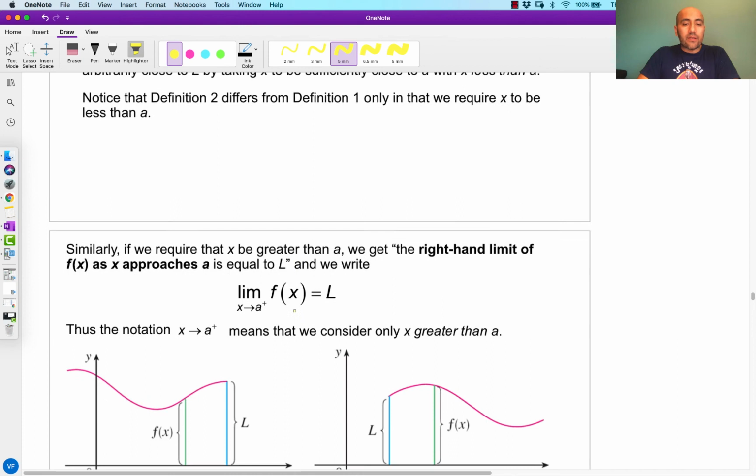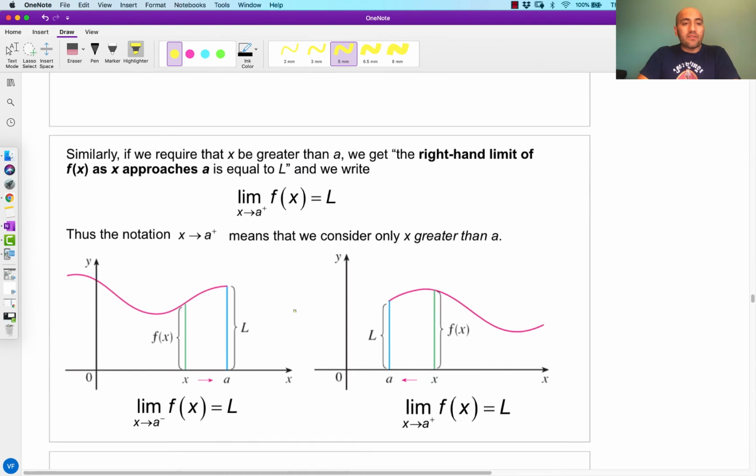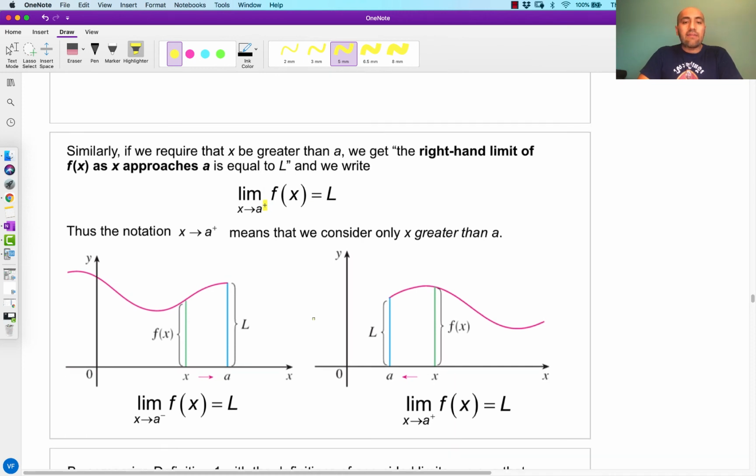On the other hand, we can define the right-hand limit. Similarly, if we require x to be greater than a, and then we're approaching a from the right-hand side, then we put a little plus sign right here to indicate that this is from the right-hand side. The limit as x approaches a from the right-hand side of f of x equals L, if it's true that we can make the output f of x arbitrarily close to L by selecting x to be sufficiently close to a, but always to the right-hand side of it, always greater than a.